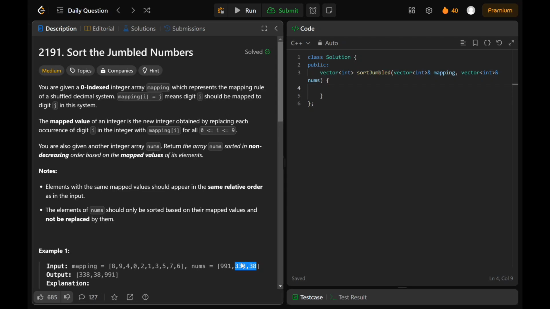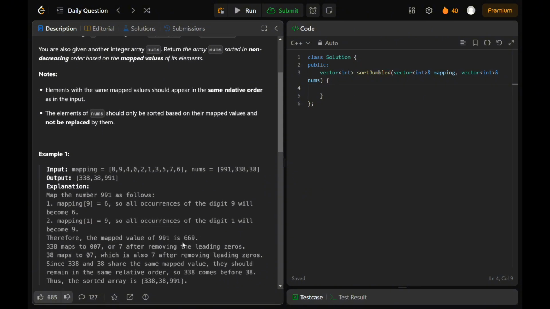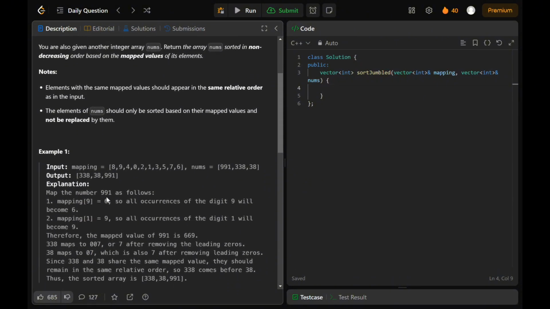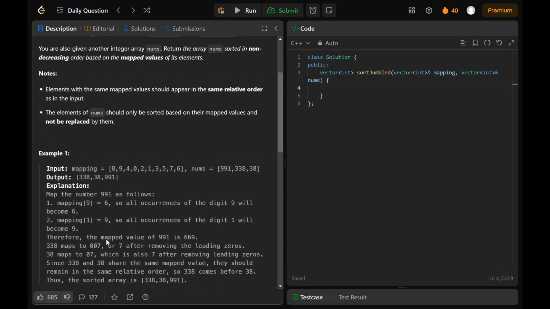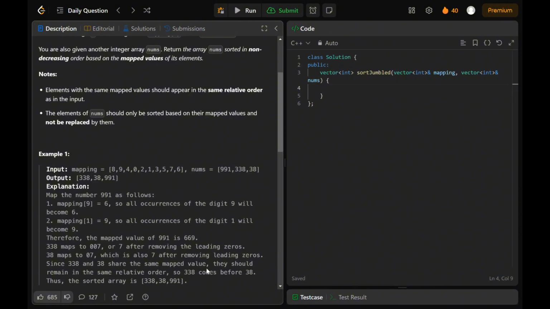This 338 is coming first, so it will also be first in the array which we are returning. As given, elements with the same mapped values should appear in the same relative order as in the input. So this was the example. It is also explained: map the number 991, mapping of 9 is 6, and mapping of 1 is 9, and so on. The 338 and 38 share the same mapped value, so they should remain in the same relative order. 338 will be first, and after that we will have 38.